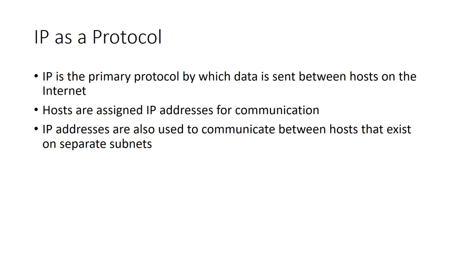IP as a protocol. It's a primary protocol by which data is sent between hosts on the Internet, and like I said, even through subnets too. So if a host exists on a separate subnet and needs to communicate with another host on a different subnet, they use a router to communicate with each other using the protocol IP. They do this by assigning IP addresses to the hosts.